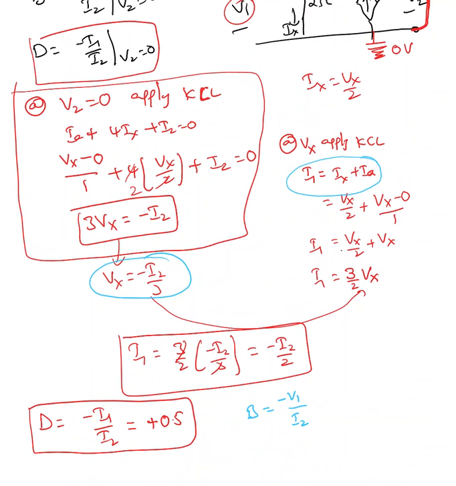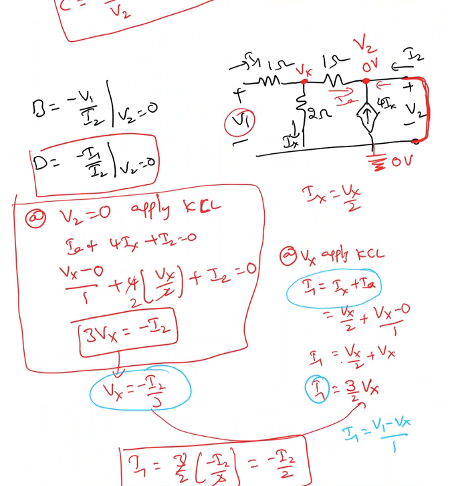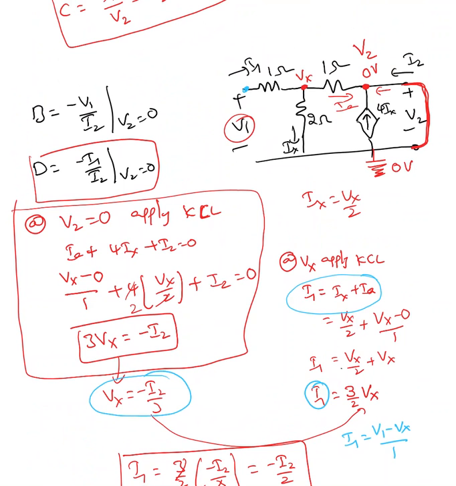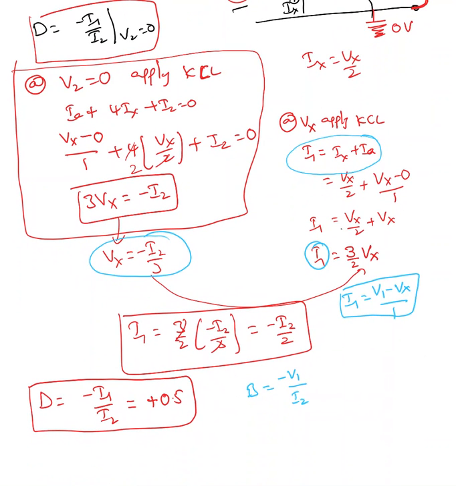Sorry, I don't need to keep Ix as it is. I want to write everything in terms of V1 and Vx. So I know I1 from here. Can I write I1 as V1 minus Vx over 1? I1 is this voltage minus this voltage divided by the resistor. So I1 equal to V1 minus Vx over 1. If I substitute it here to find B, V1 minus Vx equal to 3 by 2 Vx. So V1 equal to 3 by 2 plus 1 times Vx, which is 5 by 2 Vx.